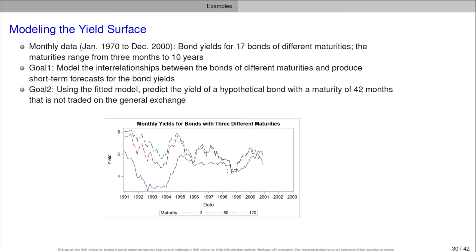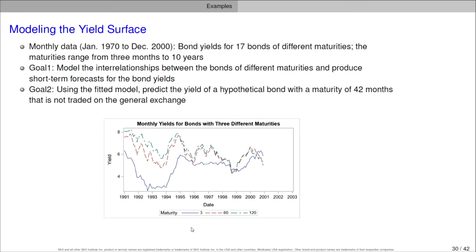To be specific, let's suppose we have the following goals for our analysis. Goal 1, model the interrelationships between these 17 bonds of different maturities and produce short-term forecasts for the bond yields.